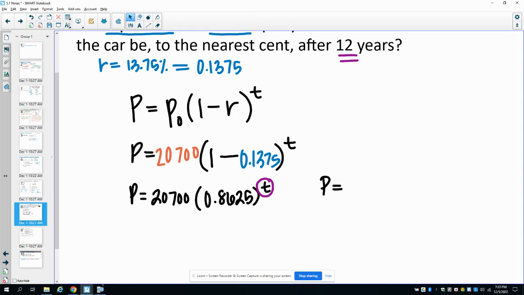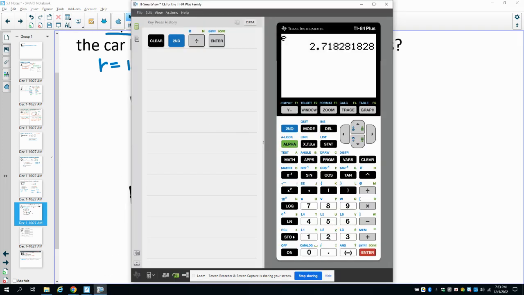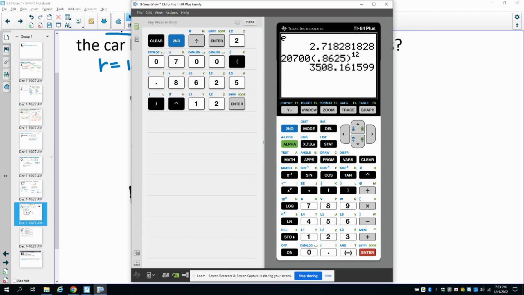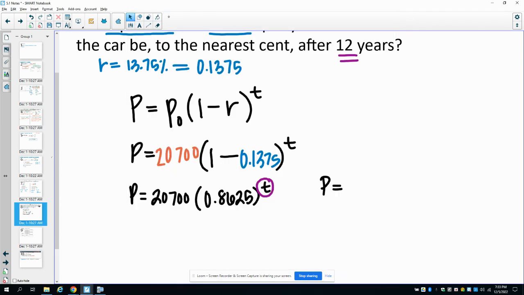So if we just go to our calculator, we'll type in 20,700 times 0.8625 and then to the 12th power. And so this is 3,508. And then we want to round to the nearest cent. So 0.16, because that next one is a 1. So the value of our car after 12 years is $3,508.16.